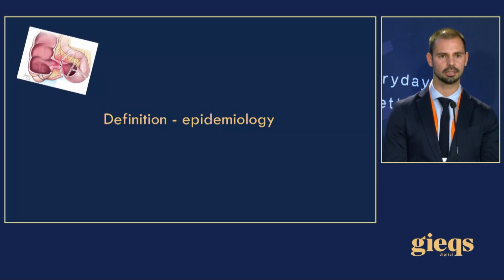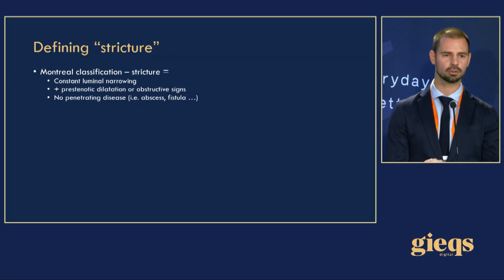First of all, I've got nothing to declare, and let's start with just defining the problem. So obviously, when talking about a stricture, you need to be aware of what it is. The Montreal classification gives you a clear definition. It's a constant luminal narrowing with prestenotic dilatation and/or obstructive signs in the absence of penetrating disease.